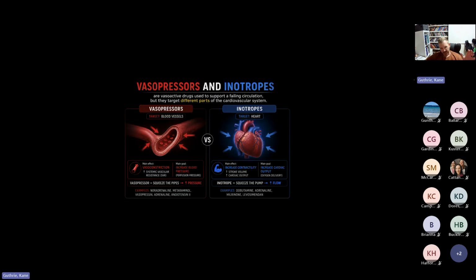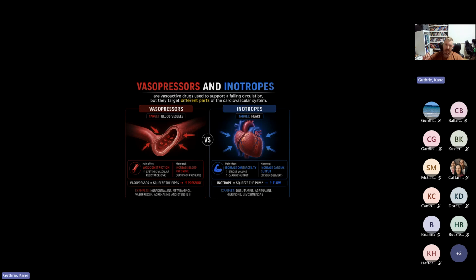Now I'm going to focus on vasopressors and inotropes. These are the conditions and the patients that you're going to start vasopressors on. We know that vasopressors target the blood vessels, so they clamp down those blood vessels. This increases your systemic vascular resistance, and that's what our mean arterial pressure comes from. Once we start using vasopressors, we want to titrate to the mean arterial pressure.